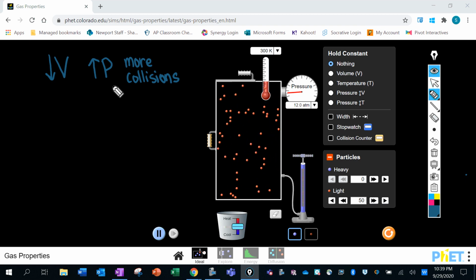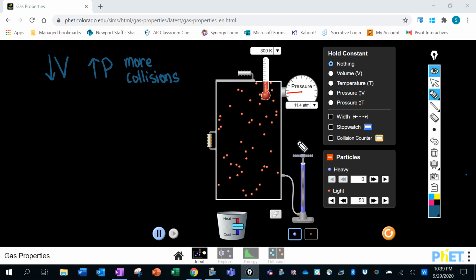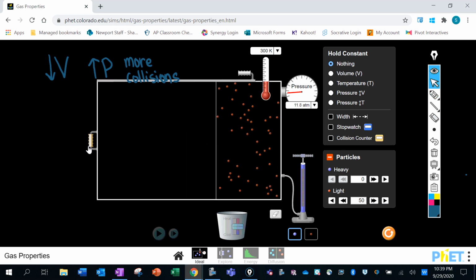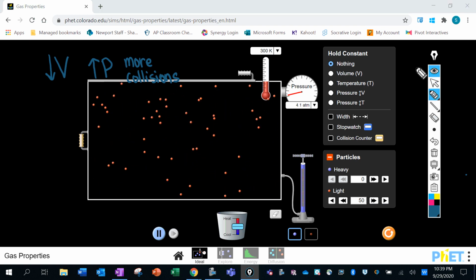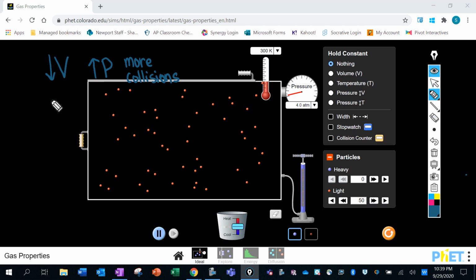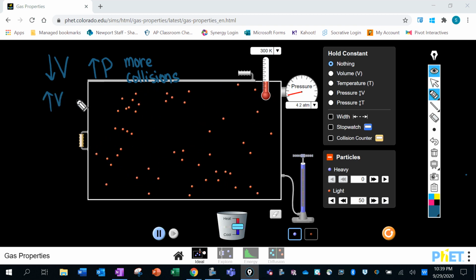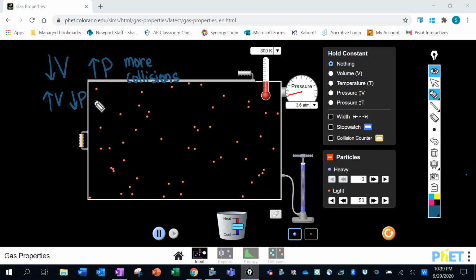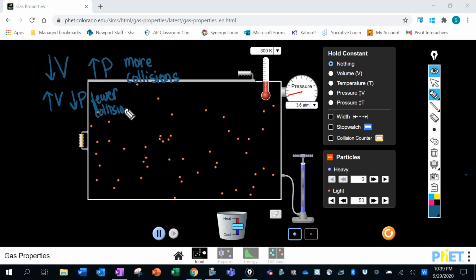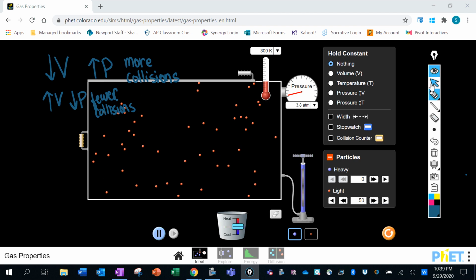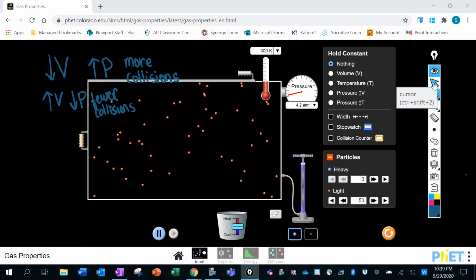So when you cram those particles into a smaller space, they bump into each other more often. You get the same particles moving at the same speed, they're just colliding more often. If we increase the volume, we see the opposite effect. Now they're more spread out, so they collide less often. So if you increase the volume, that decreases the pressure because there are fewer collisions.